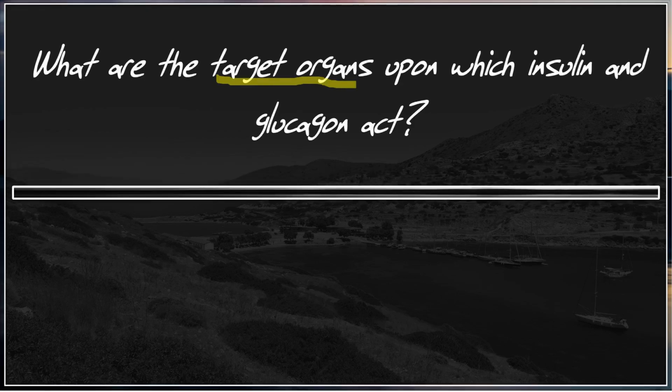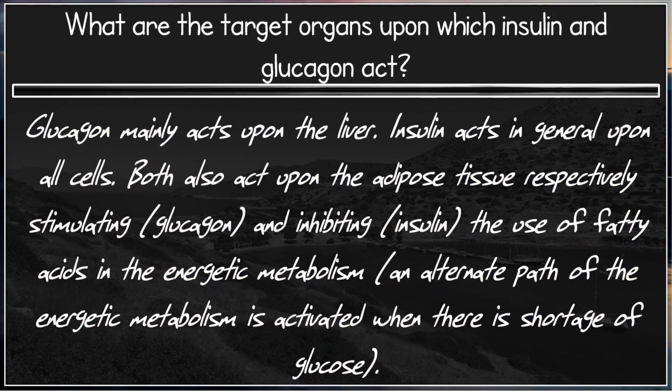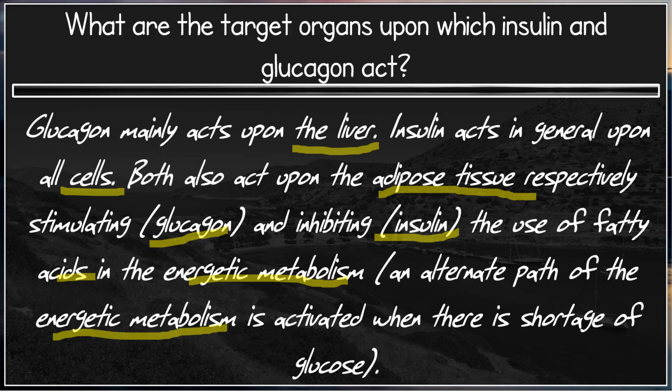What are the target organs upon which insulin and glucagon act? Glucagon mainly acts upon the liver. Insulin acts generally upon all cells. Both also act upon the adipose tissue, respectively stimulating (glucagon) and inhibiting (insulin) the use of fatty acid in energetic metabolism, an alternative path of energetic metabolism that is activated when there is shortage of glucose.